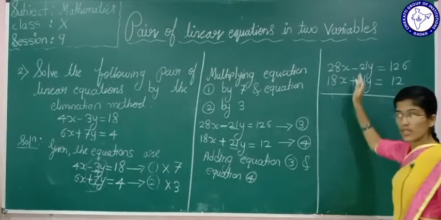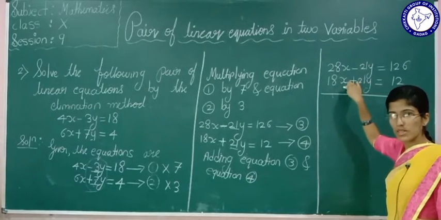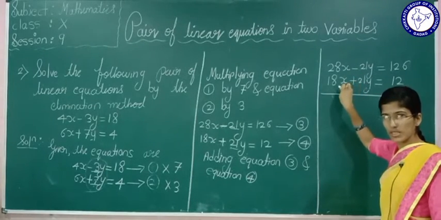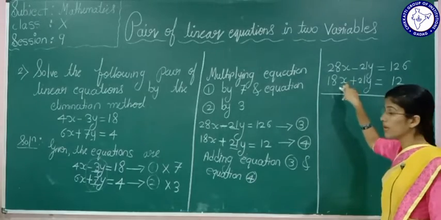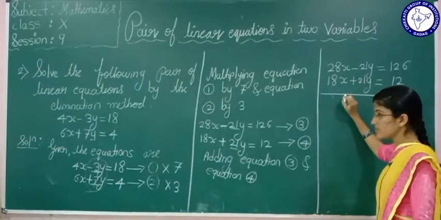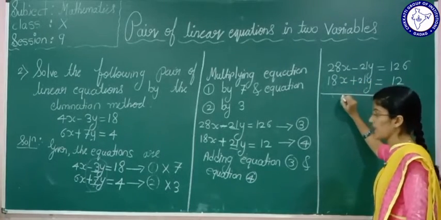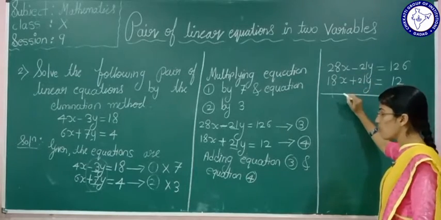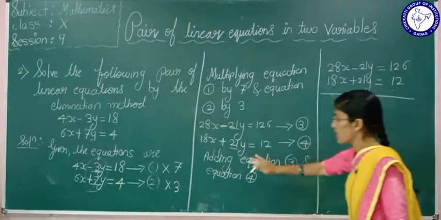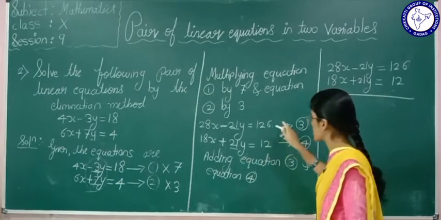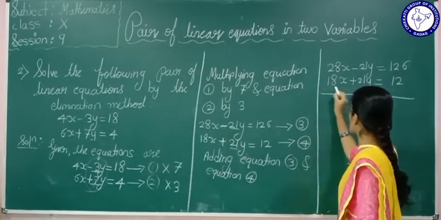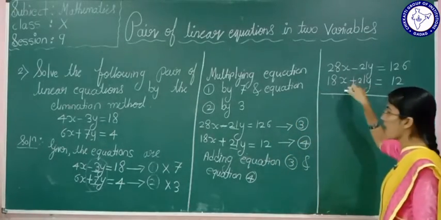I am doing my vertical method. You will go for this method only instead of horizontal method. This is called vertical method. Yes or no? Now see here, once more listen clearly. If you want to add, you are adding this equation 3 and 4. Don't again change the signs here because we are adding this.